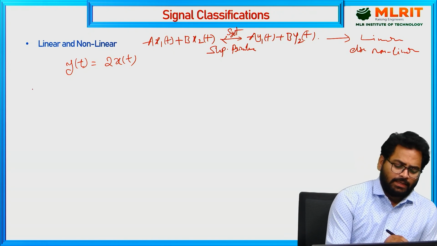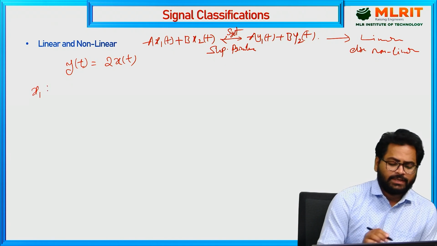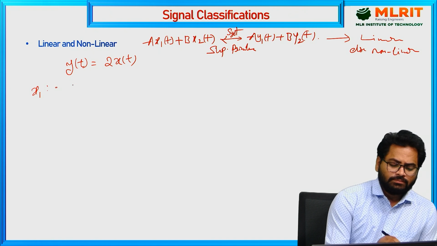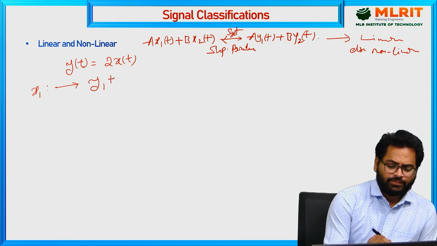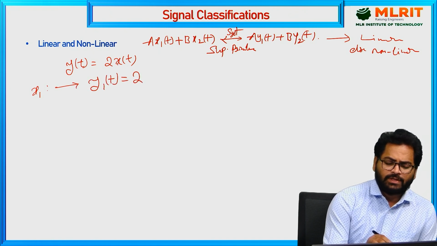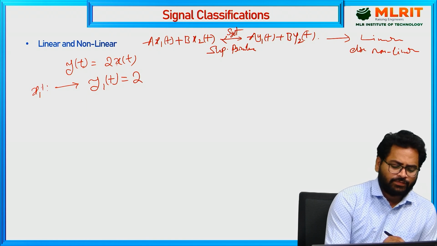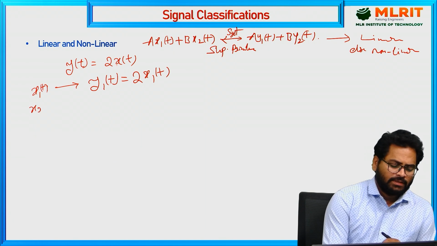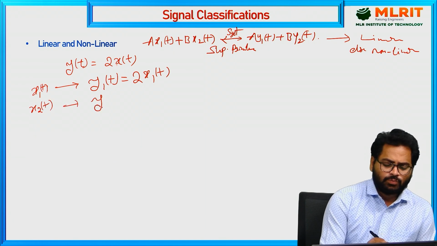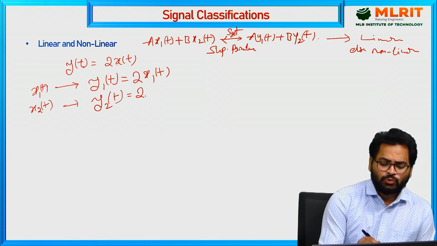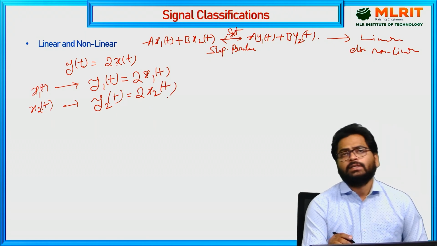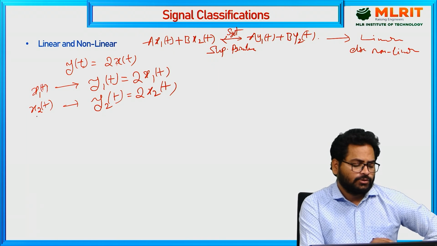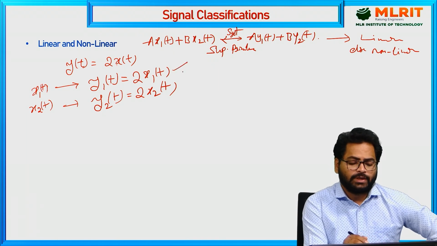So let us take x1 as an input. When x1 is the input, what is the output? y1 of t equals 2 into x1 of t. Wherever x of t is there, write x1 of t. Similarly for x2 of t, the output y2 of t equals 2 into x2 of t. If I give x1 of t, I get y1 of t, and for x2 of t, y2 of t. These are the two outputs, the responses, we are getting.